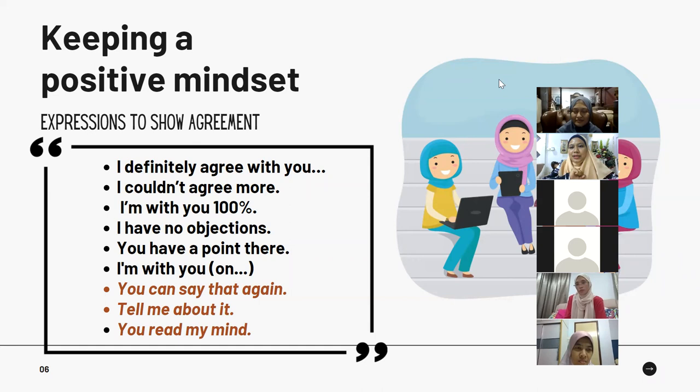person. Sebab whatever the person is experiencing, you are also experiencing. So contohnya you nak cakap, oh, the weather is horrible today. It's so scorching hot. And then you would say, tell me about it. Sebab you're also experiencing the heat and the hotness of the weather yang you tak tahan tu. Macam, it's just another way of saying, I totally agree with you.